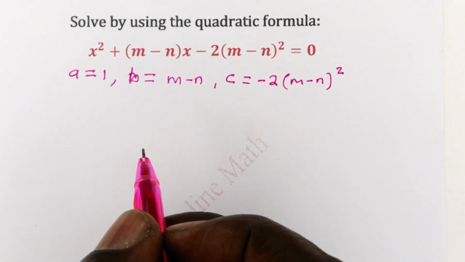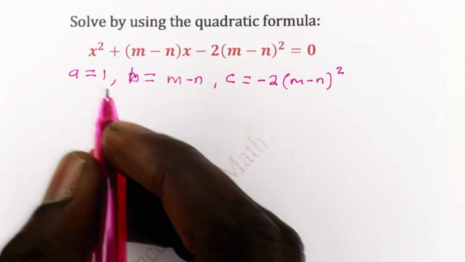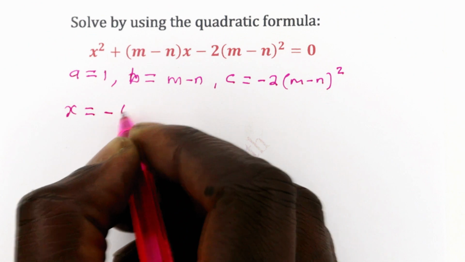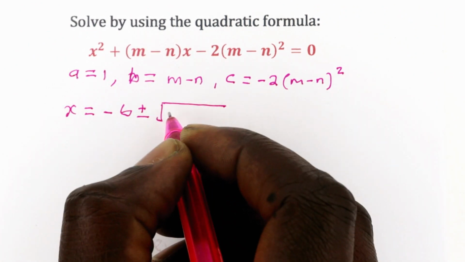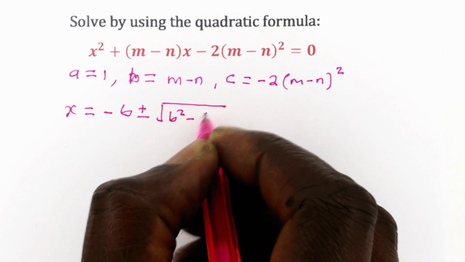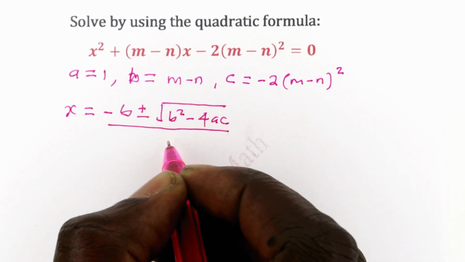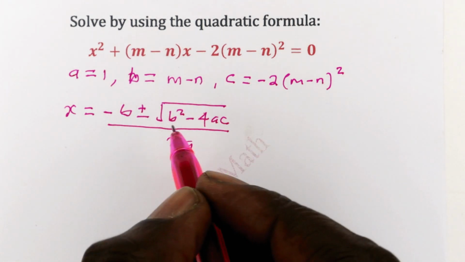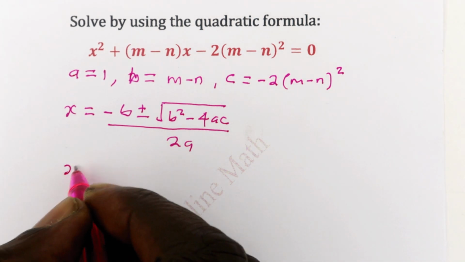So after that, you're just going to substitute these values into the quadratic formula, and the quadratic formula is given by x is equal to minus b plus or minus the root of b squared minus 4ac, and that is over 2a. So all we need to do is just plug in these values into that particular formula. So let us do that.